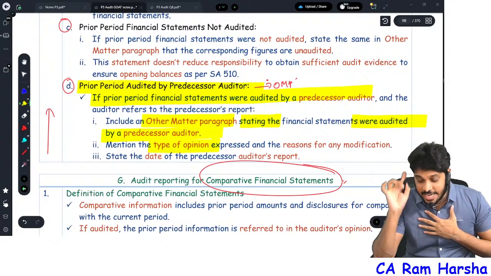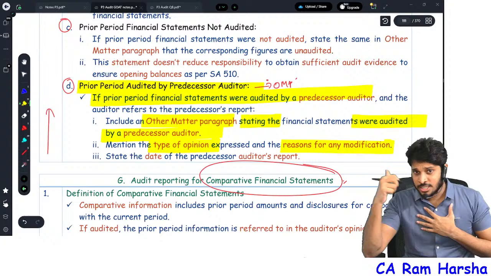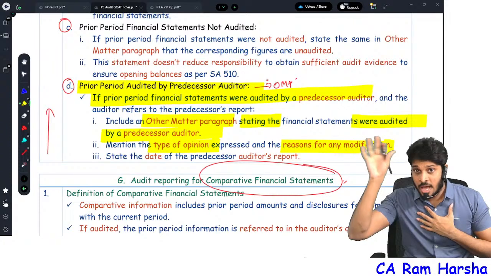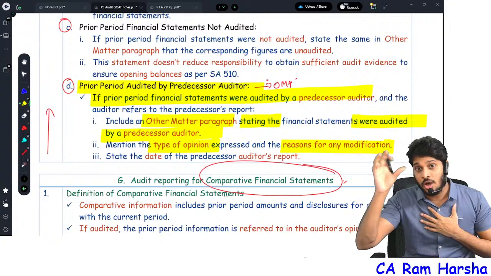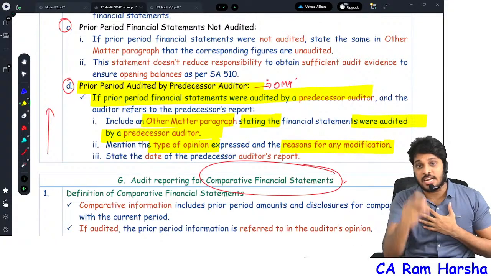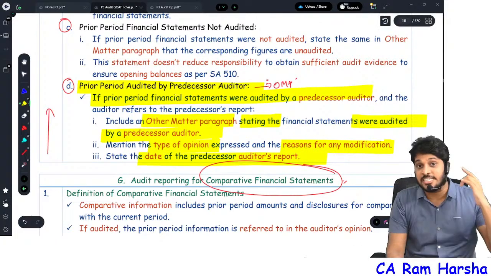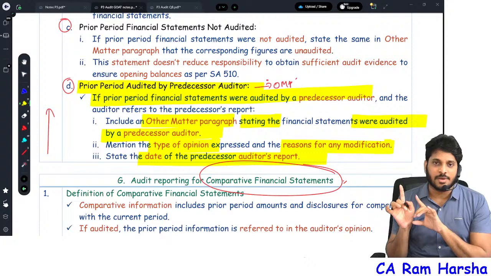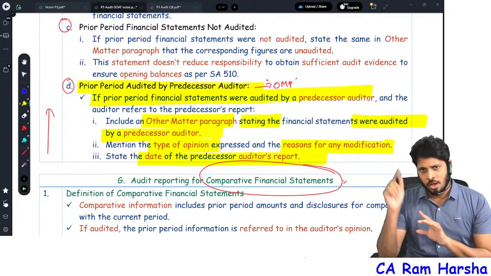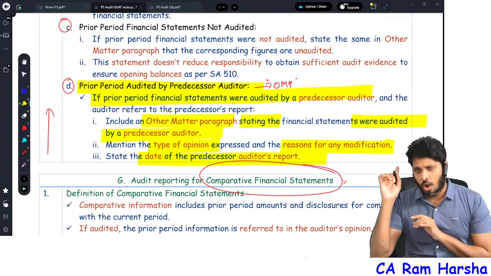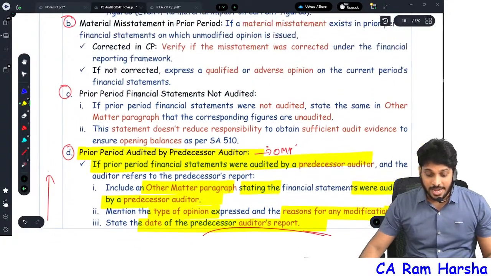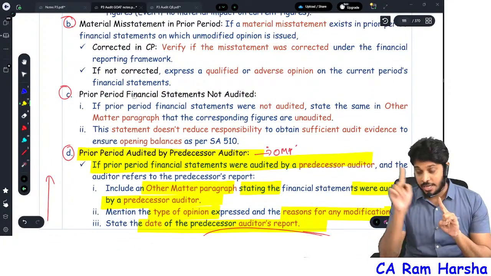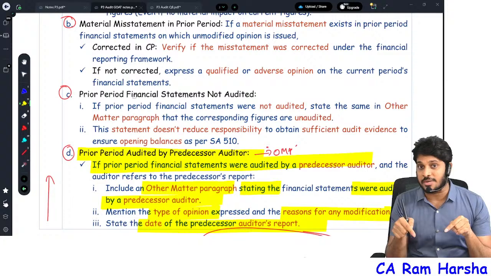What opinion did he give? Suppose last year he gave a modified opinion. In the basis for qualified opinion, adverse opinion, or disclaimer, whatever opinion he gave, copy that matter and report it. Also report the date of the predecessor auditor's report. Sir, last year some other auditor audited. Very simple. Who audited? Give that information. What opinion was given? Give that information. Date of the report. That's it. This is one situation where I will refer to prior period financial statement related information.